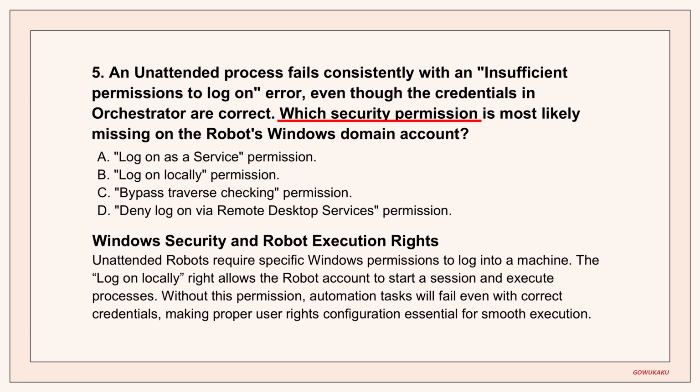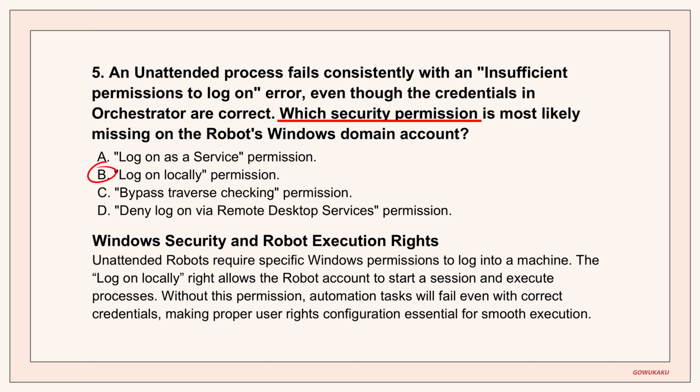Yes. This is the classic operational gotcha. It really separates the folks who've been through it before. This failure points directly to a missing Windows security permission, the logon locally permission. But hang on, if the password was correct in Orchestrator, the account did authenticate, right? So why would Windows still deny the logon?